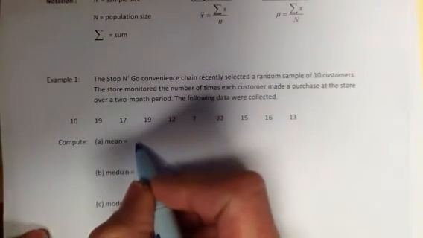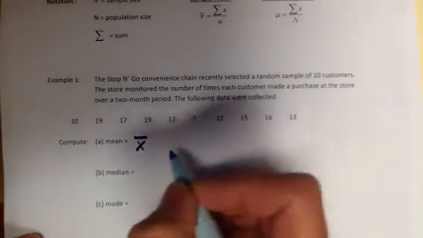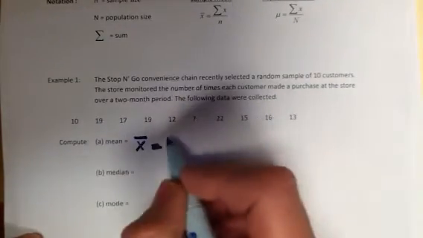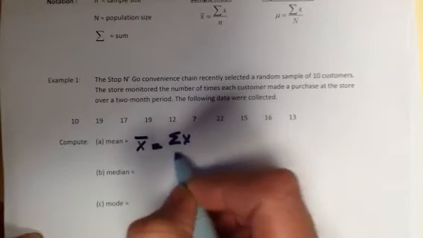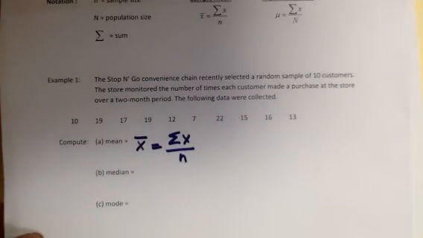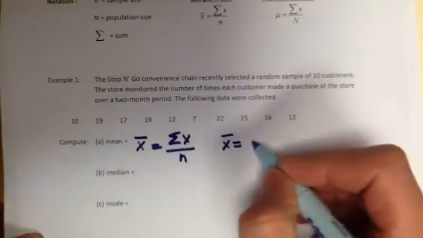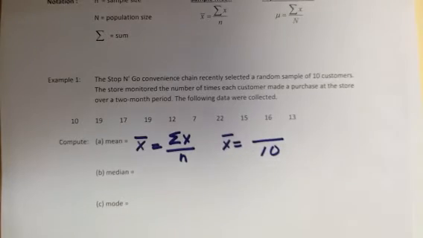So let's calculate the three measures of central tendency. Since we're dealing with a sample for the mean, we are looking for x bar. So we want to add up all of our numbers, the sum of x, and then we're going to divide by our sample size. So we will have x bar equals, after we add up all our numbers, we're going to divide by 10.